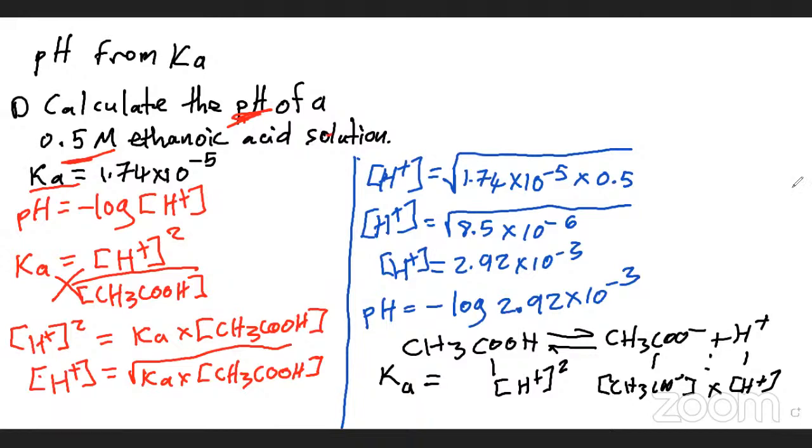All right, so let's continue. We are going to do the reverse now. So we have the pH, let me put it on the board. So the pH is equal to, I got 2.53. So what we're going to do now is use this pH and this concentration, and we should get back our Ka.